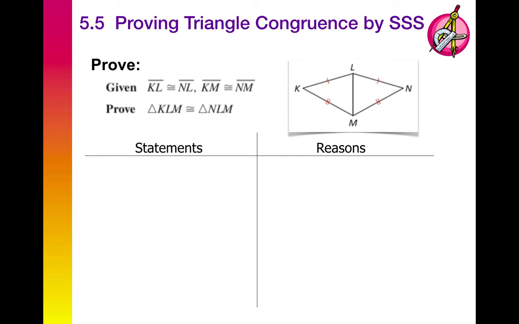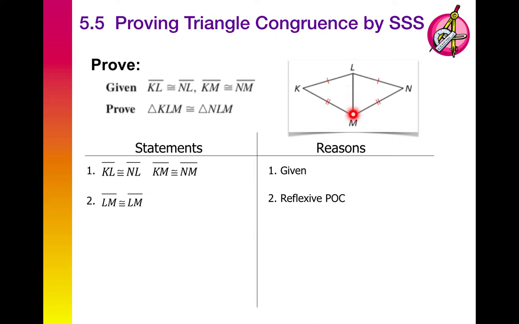So let's prove that these two triangles are congruent. We know that KL and LN are congruent, and KM and MN are congruent. So let's start off with our given, and then we know that LM is congruent with itself because of the reflexive property of congruence. Once we have all three sides that we've shown, then we know that the two triangles are congruent by side, side, side.